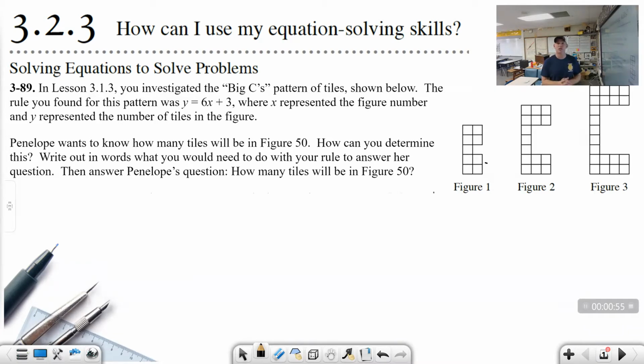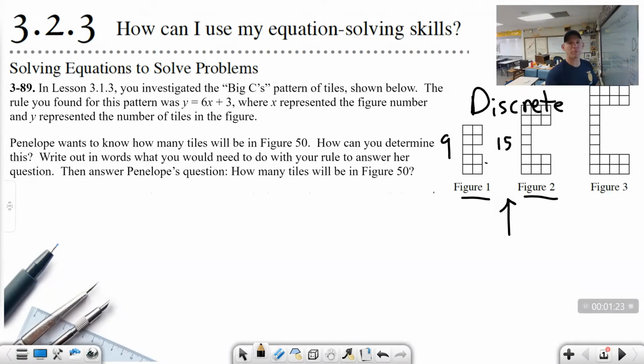Here we go. Problem 3-89 in your math notebook, upper left-hand corner. In lesson 3.1.3, you investigated the Big C tile patterns shown below. Remember, we had figure 1 and it had 9 tiles. Figure 2 had 15 tiles. Now, can you have figure 1.5? No. Remember, this is a discrete problem. There are no halvesies.